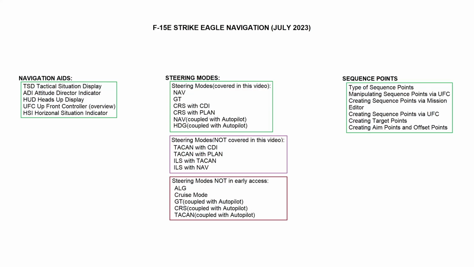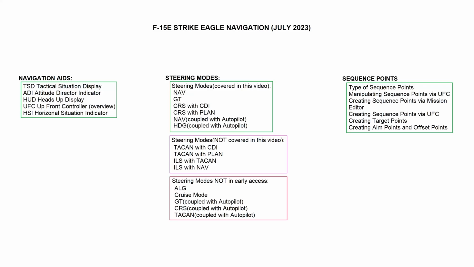Then we'll move on to sequence points and their manipulation. We'll look at the types of sequence points possible. Manipulating sequence points via the Up Front Controller. Creating sequence points via Mission Editor. Creating sequence points via Up Front Controller. Different ways of creating target points. And different ways of creating aim points and offset target points.